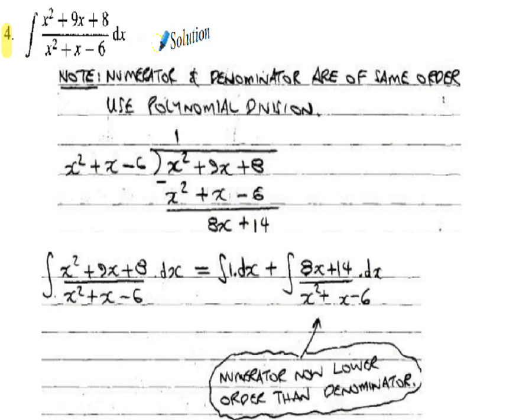Here's question 4 solution. We're asked to integrate x squared plus 9x plus 8 divided by the x squared plus x minus 6 with respect to x. Here we notice that the numerator and denominator are of the same order, so we need to use this polynomial division method to reduce the order of the numerator.